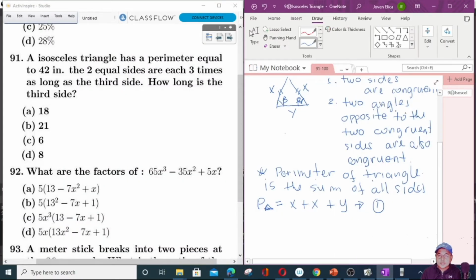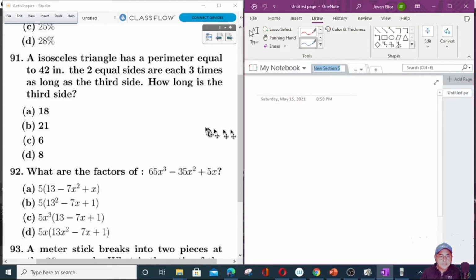Okay, so let's proceed with question number 91. The question says that an isosceles triangle has a perimeter equal to 42 inches. The two equal sides are each three times as long as the third side. How long is the third side? So it's very clear that we need to recall the properties of an isosceles triangle.